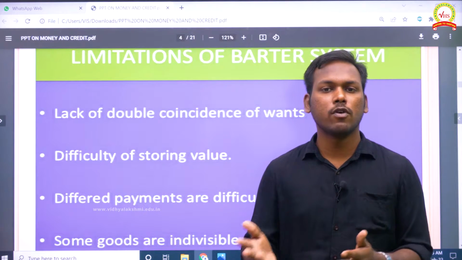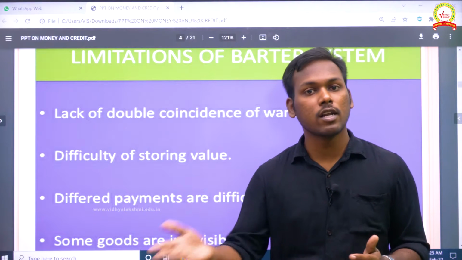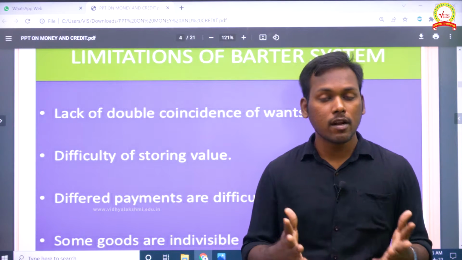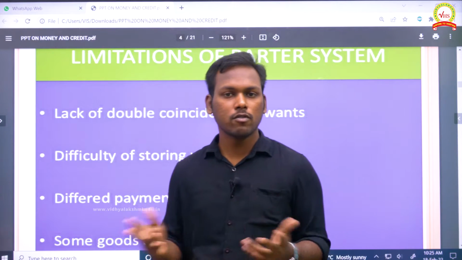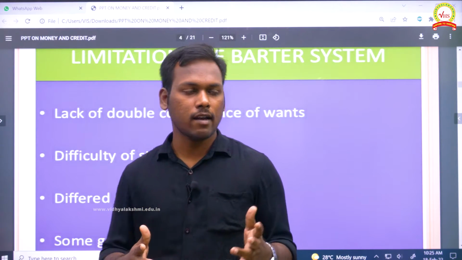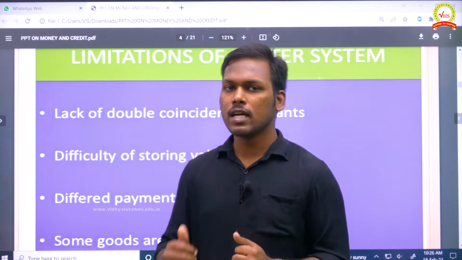What the farmer is going to do with the shoemaker, he may not require that. Clear? So he may not require the shoes. So in those areas, the barter system was not useful. Okay, and what is the other difficulty?